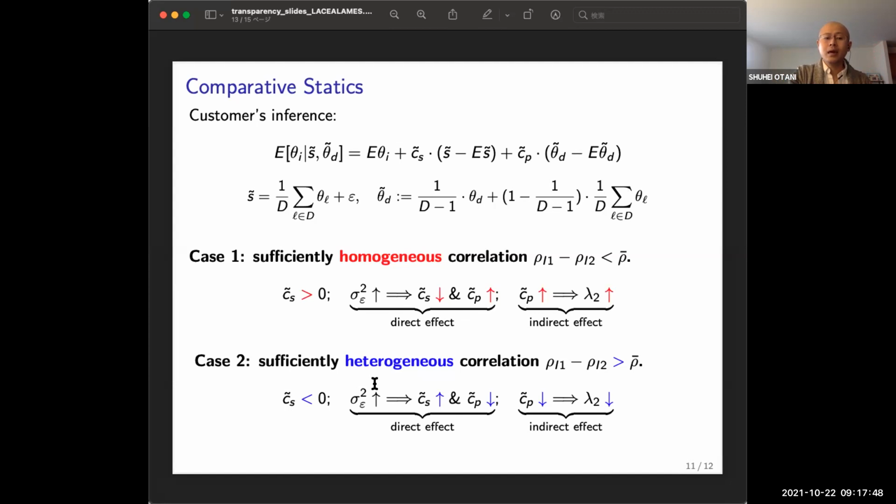And as the public signal becomes more noisy, it becomes less useful. So they reduce the weight on the public signal in the absolute value sense, and it in turn decreases the weight on the secondary market price as well. So smaller price inference coefficient decreases the dealer's price impact.